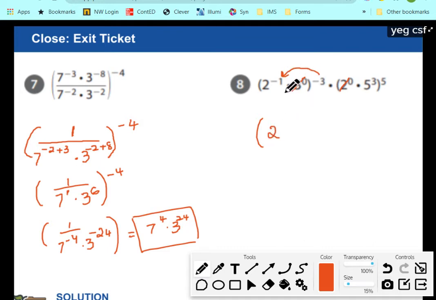So it's going to be 2 to the negative 1 times negative 3. It's positive 3. This is no more. This is no more. And then this here, 5 to the 3 times 5 is 15. Done. That's it. I don't see any negative exponents. We're done with this question. Good to go. Okay. That's how you solve.